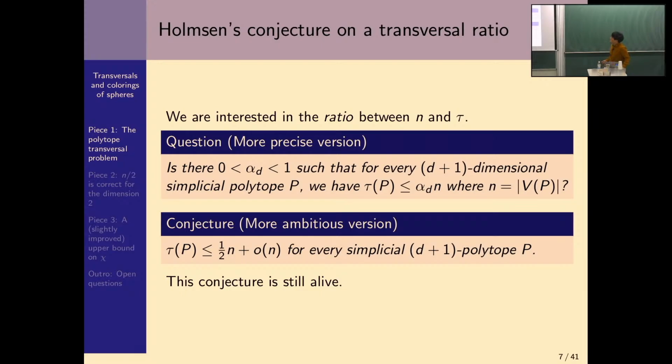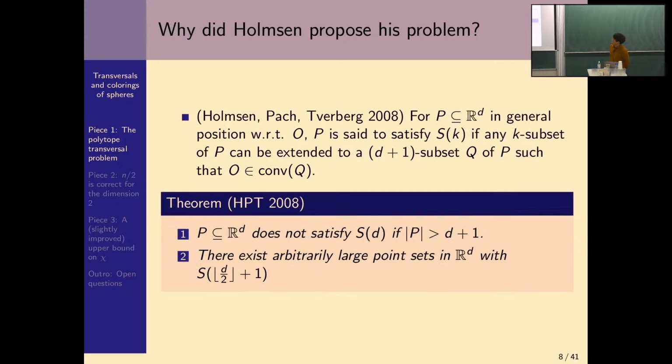Okay, so one can ask why we are caring about this conjecture. Why on earth are we caring about the transversal number of a polytope or any geometric shape? Why should we do that? Actually, there is a motivation from combinatorial geometry, and it has a connection to Professor Holmsen's earlier paper with Janos Pach and Tverberg from 2008.